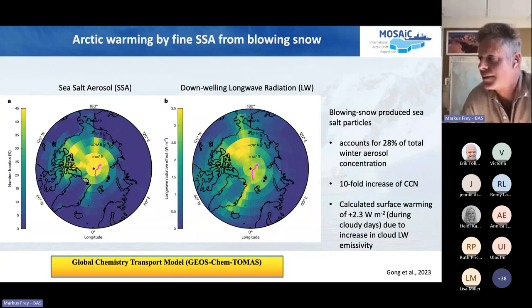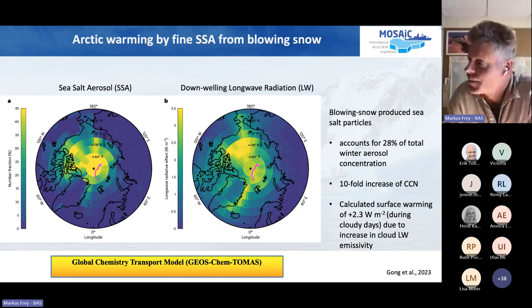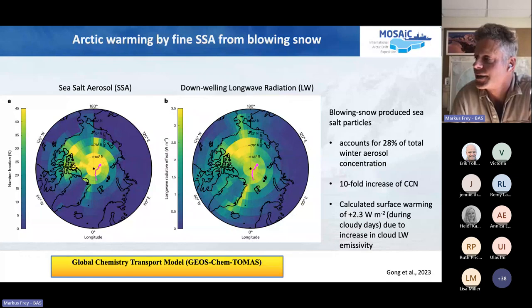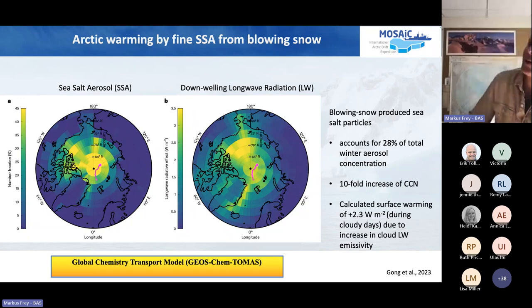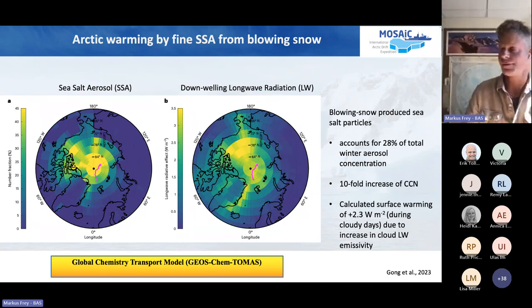Taking now these CCNs and cloud droplet numbers calculated with the model and observed cloud liquid water path, the clouds are simulated. In fact, from the cloud longwave downwelling emissivity, averaging over the Arctic, a warming of about 2 watts per square meter is calculated during cloudy days between November and April. So quite significant in order of magnitude here.